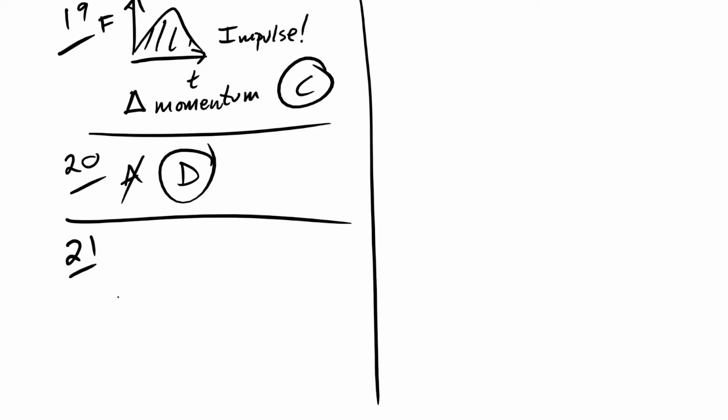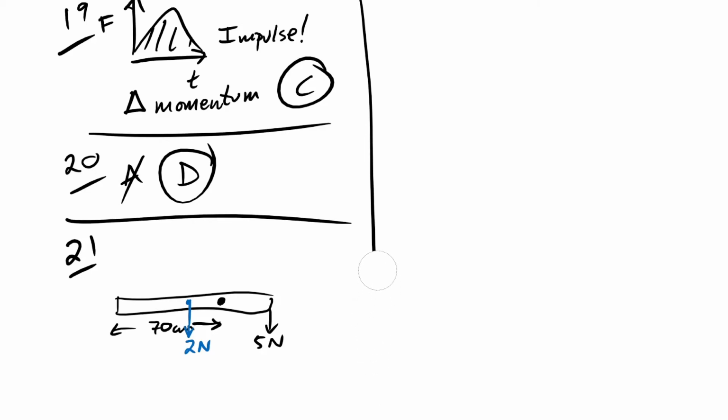We have a pivot. We have 70 centimeters, and we have 5 newtons pulling downwards there. What is the magnitude of the resultant moment when the student releases? Oh gosh, okay, right. I think I should have done this on the opposite bit here. Well, let's rub that out. Okay, so the student holds the ruler. What is the magnitude of the resultant moment?